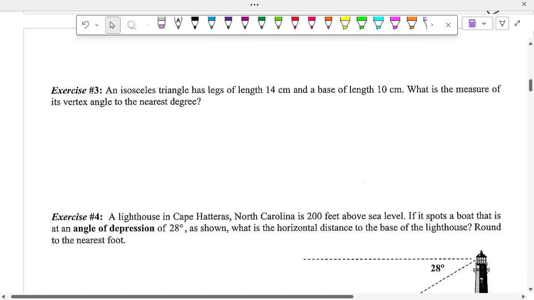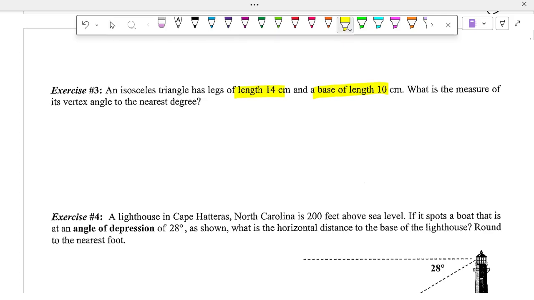All right, here's another one. An isosceles triangle has legs of a length of 14 centimeters and a base of 10 centimeters. And it wants to know, what is the measure of the vertex angle to the nearest degree?